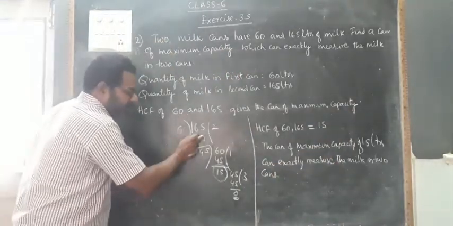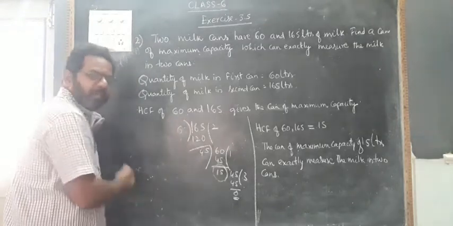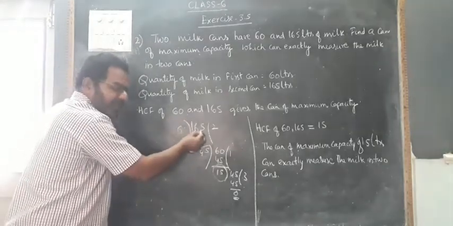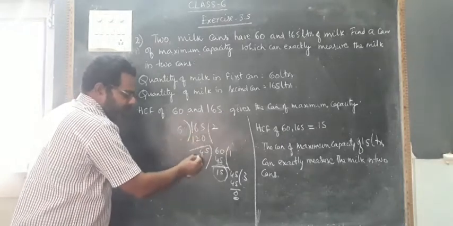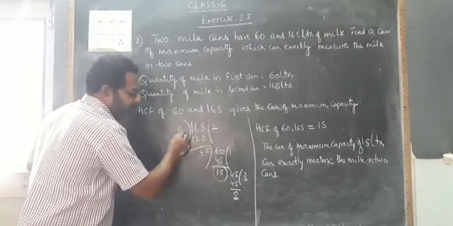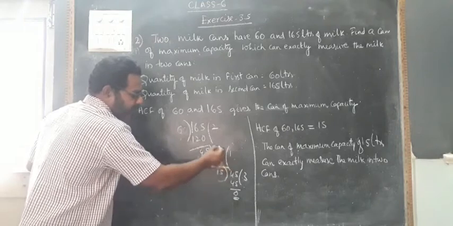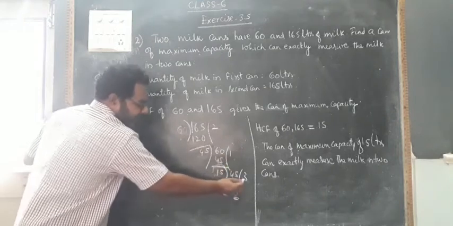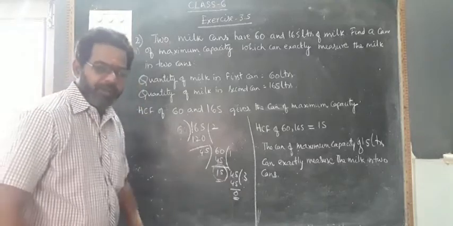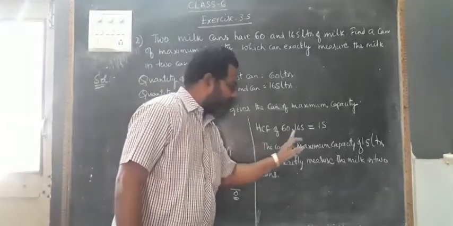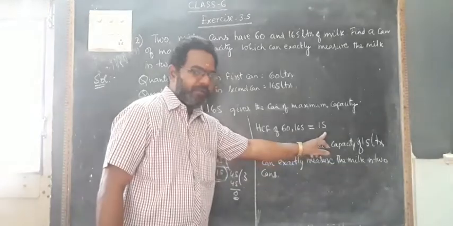So 60 and 165, we have taken division method here. With this 165 is the dividend, 60 is the divisor. 60 2s are 120, 45. So again 60, 45, 1 is 45, 15, 15 3s are 45. So 15 is the HCF, highest common factor. Therefore, HCF of 60 and 165 is equal to 15.